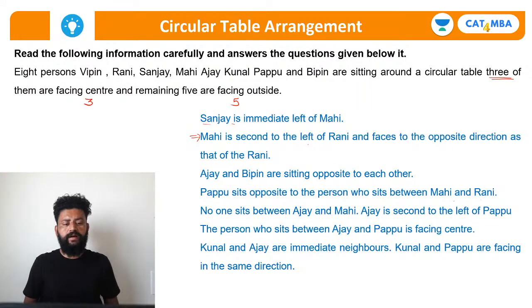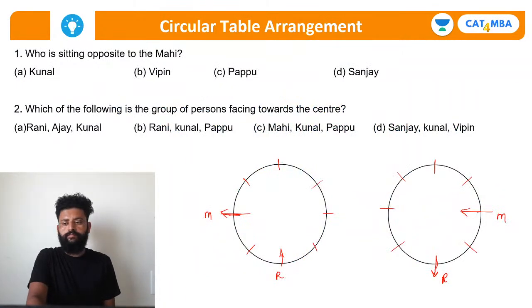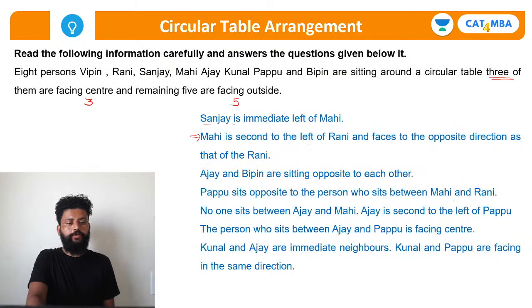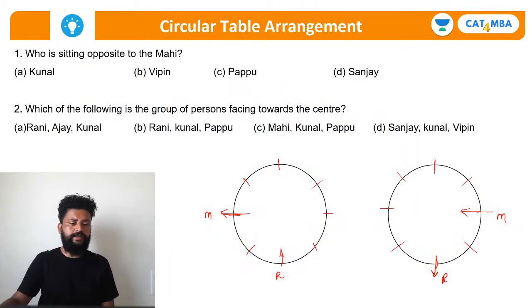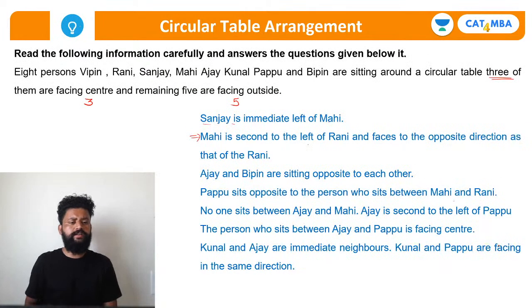Ajay and Vipin are sitting opposite to each other. Okay, it should be okay. So we are supposed to use the clues related to Rani and Mahi. Sanjay is immediate left of Mahi, that's what we know, so here it must be Sanjay. Sanjay is immediate left of Mahi. We have got 3 persons, so it looks easy.